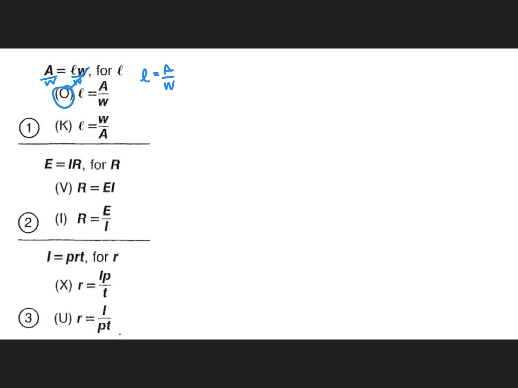So this one would be O. So then on number 2, E equals I times R. I'm solving for R, so I need to get rid of the I. And so that would mean that R equals E over I. And then on number 3, this is I equals P times R times T. I'm solving for R, so I need to get rid of the P. I need to get rid of the T. So then the answer would just be R equals, I'm not sure if that's an I or an L, over PT.